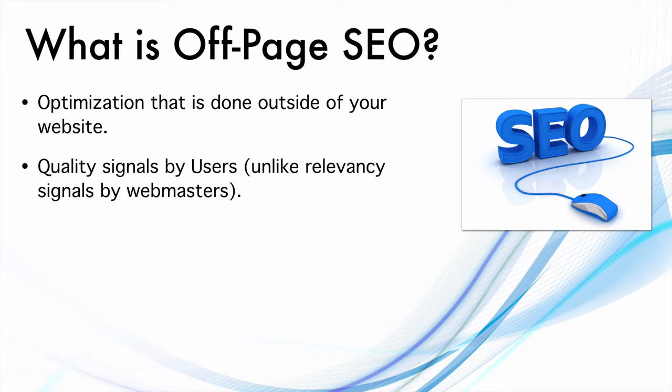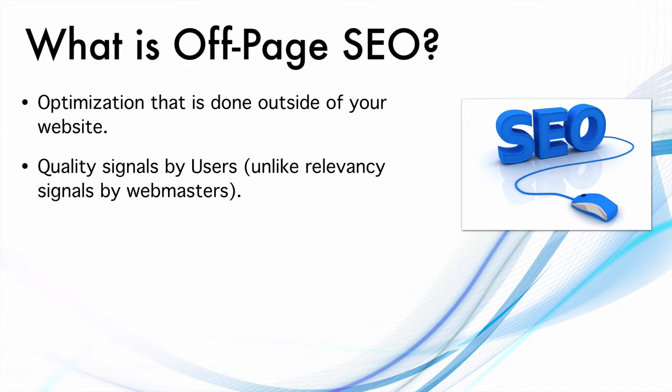In on-page SEO optimization, these are basically the signals sent by the webmasters to the Google search engine, and this we do by using the Google Search Console. I hope you have completed the Google Search Console module in module 2, and you basically understand that on-page SEO is linked with Google Search Console, and it is the webmasters that are sending relevancy signals to the search engine. But here in off-page SEO, we are basically sending quality signals by the users to the search engine. So you are not sending these signals, but your users are sending these signals.